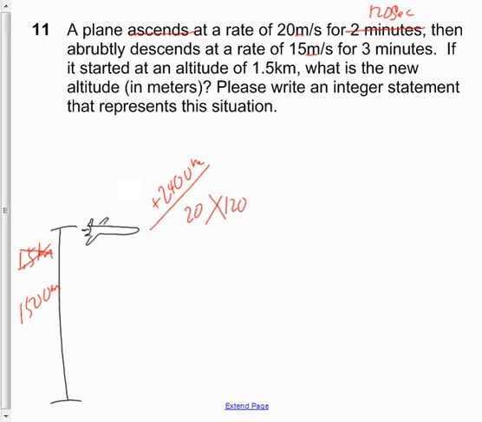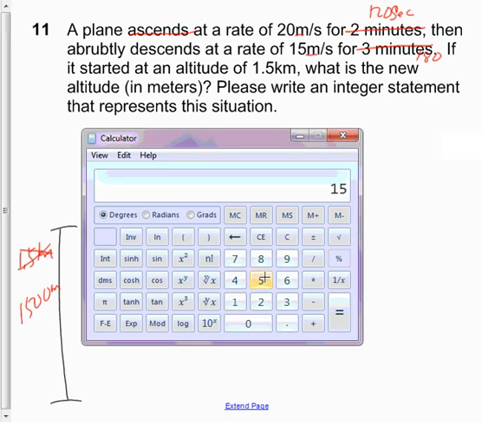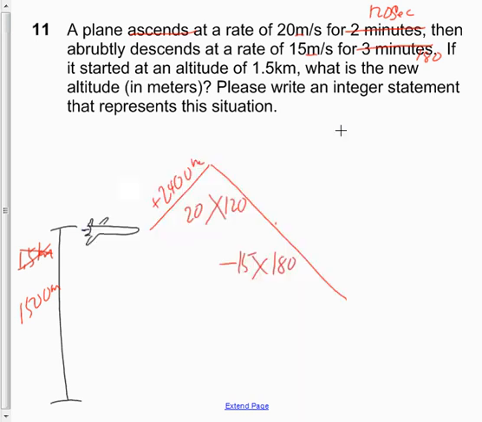Okay, and then it goes down at a rate of 15 meters per second. So 15 meters, I'll multiply it over here instead. For that one, it goes down 15 meters, so we're going to use a negative 15 for a total of 3 minutes, which is 180 seconds. So I'm going to multiply 15 by 180. I'll use a calculator for this one. 15 times 180 is 2,700 meters down. So it's going to go down 2,700 meters.